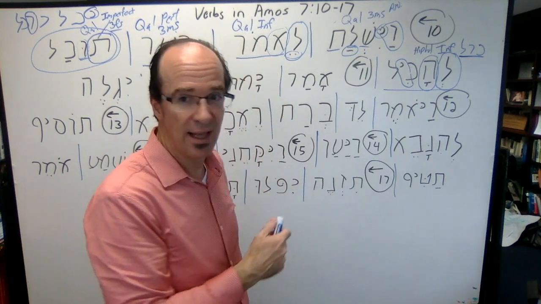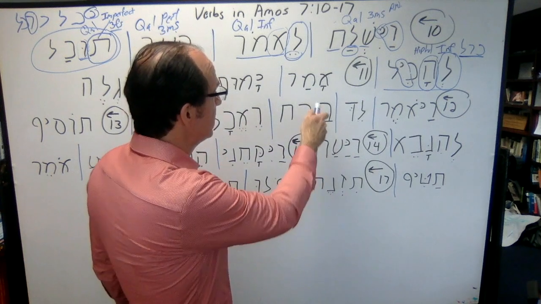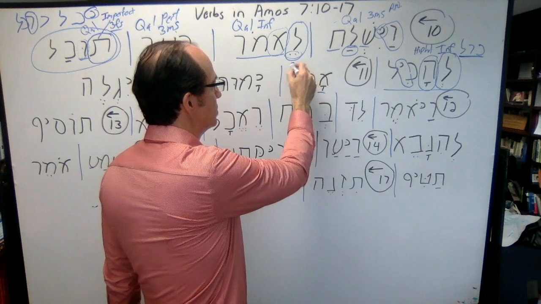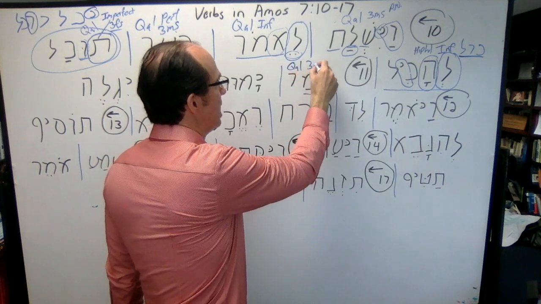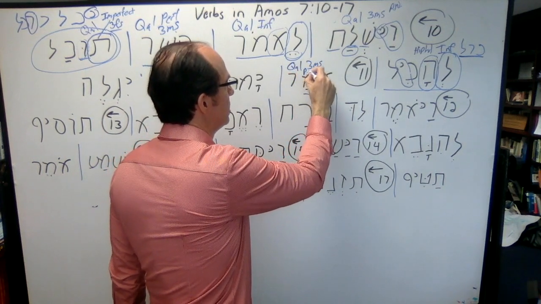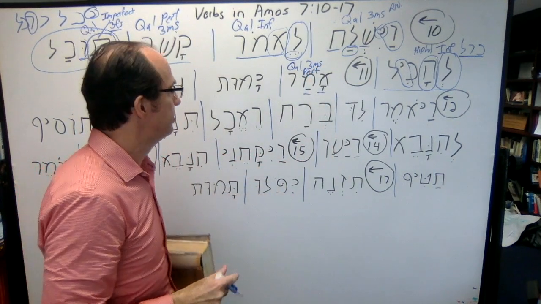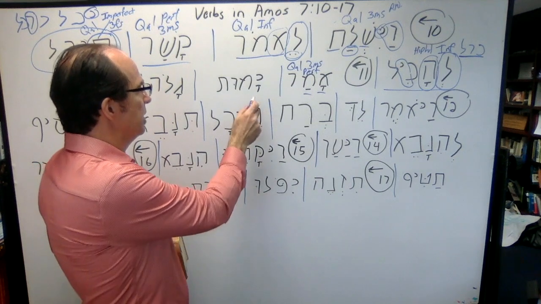Well, let's go on to verse 11. Okay, again, in this case, you start off with a really easy one, amar. So this is Qal, third masculine singular, perfect, from amar. That's exactly as you said. He said. Okay. Yamut.